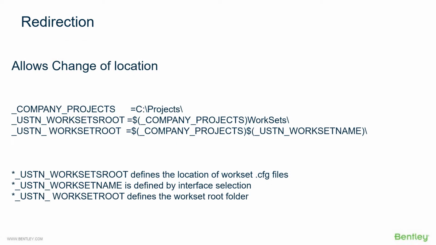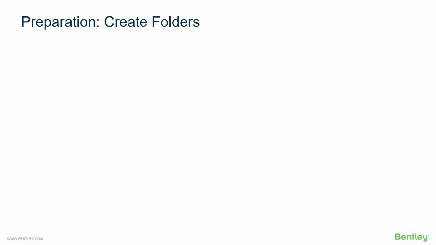As a reminder, redirection allows the change of location. These are the variables that we went through in the previous lesson. We would establish a company projects variable, and set USTN_WORKSETS_ROOT and USTN_WORKSET_ROOT to allow the redirection. What we'll do in this exercise is I will show you ahead of time what we will do. Some of these I will leave for you to do on your own, but I will simply describe what you need to do. You can then stop the video, follow the steps, and then continue.